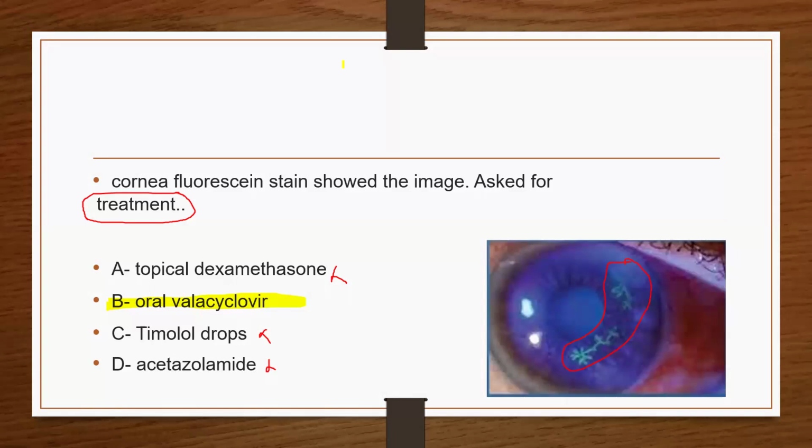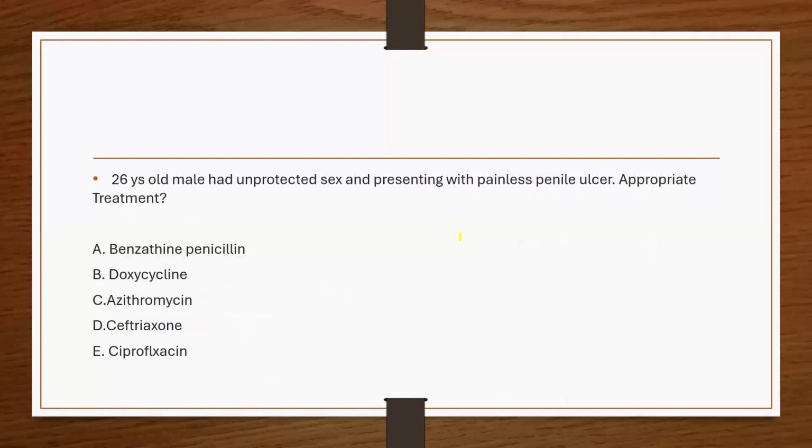All right, no more questions, so I'm moving on. Links are given for everything. What do you think for this? A 26-year-old male had unprotected sex and is presenting with a painless penile ulcer. Appropriate treatment? A, benzathine penicillin. B, doxycycline. C, azithromycin. D, ceftriaxone. E, ciprofloxacin. Again, a question of two steps. You need to figure out the diagnosis and then the treatment.